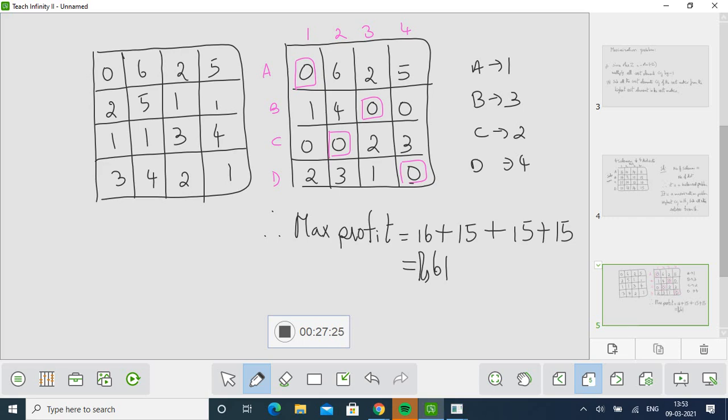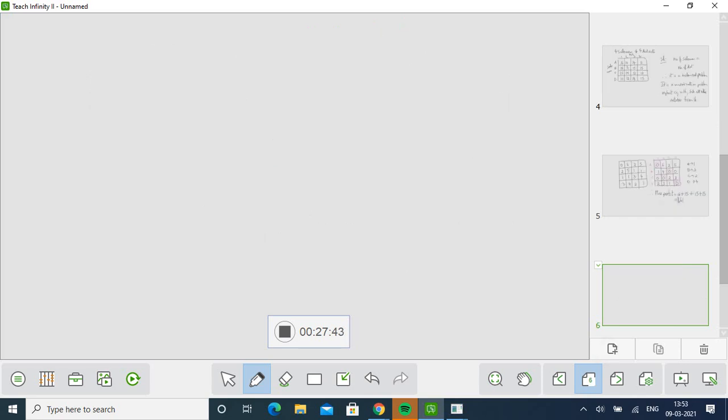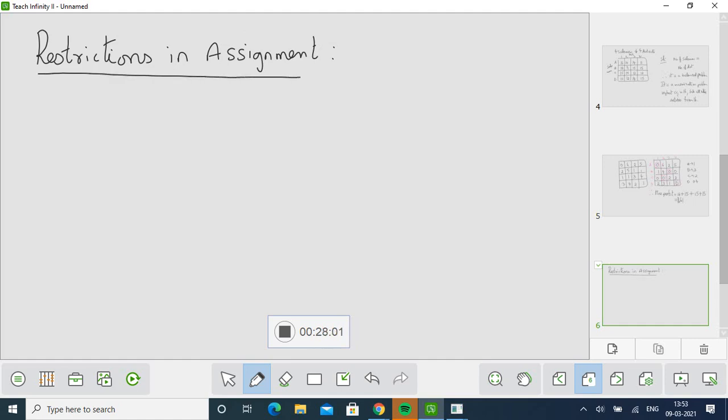The last type of problem in assignment is restrictions in assignment. So what do we mean by saying restrictions in an assignment problem? Okay, we will look into that. Can anybody guess what this would be?